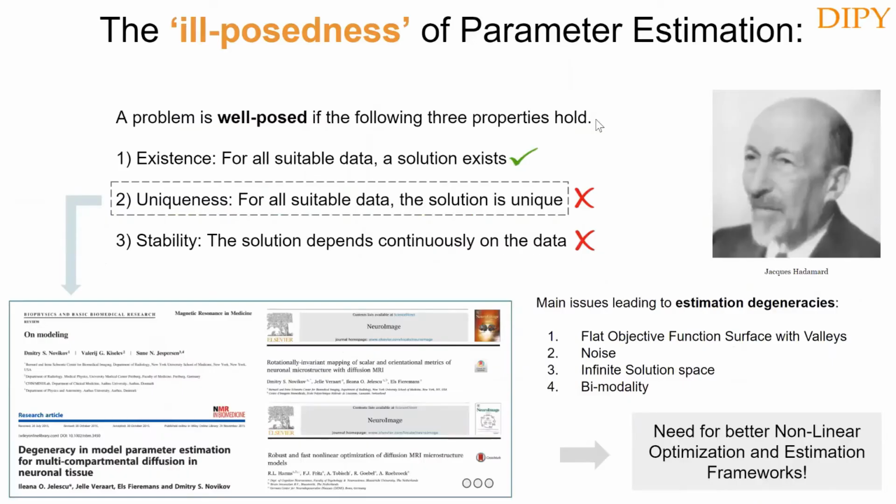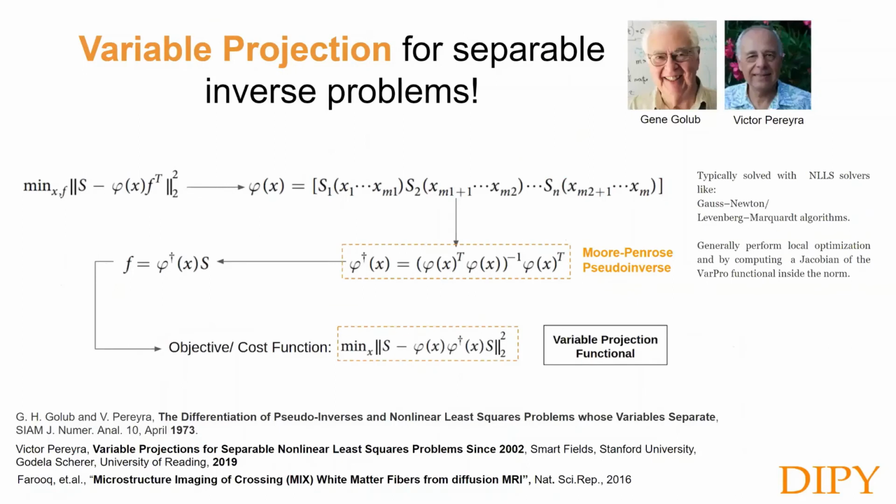So basically, variable projection implies projecting the parameters into their own separate subspaces, where the optimization is a little simpler and it will always converge to a better minimum. This was proposed by Golub and Pereyra back in 1973. We have been working with this method with Hamza Farooq, who first proposed it for microstructure imaging of crossings back in 2016. So it should work for every type of model.